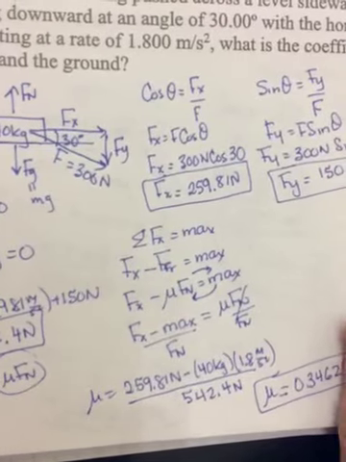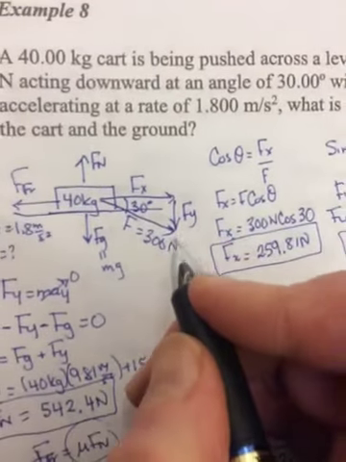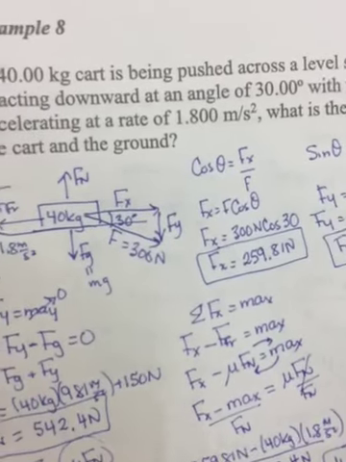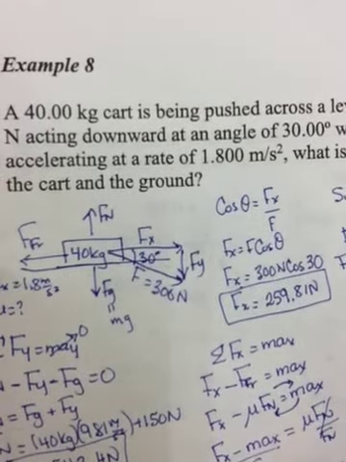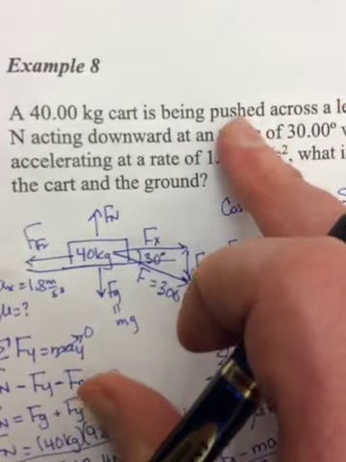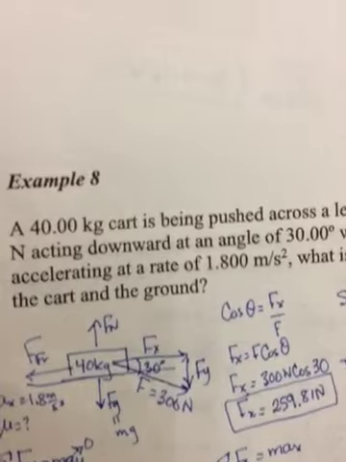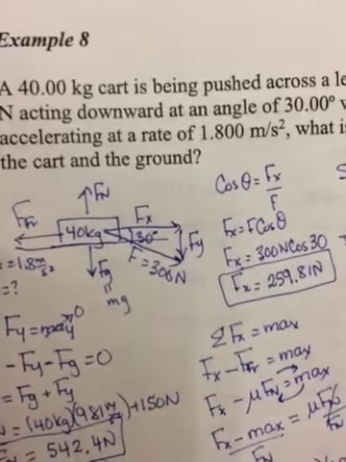All right, so that's an example of the force going down at an angle. Earlier in class, we did an example of force being pulled up. So pulled at an angle means upward, pushed at an angle will be downward. Okay, so now that we've done that, we're going to go and look at the homework questions.